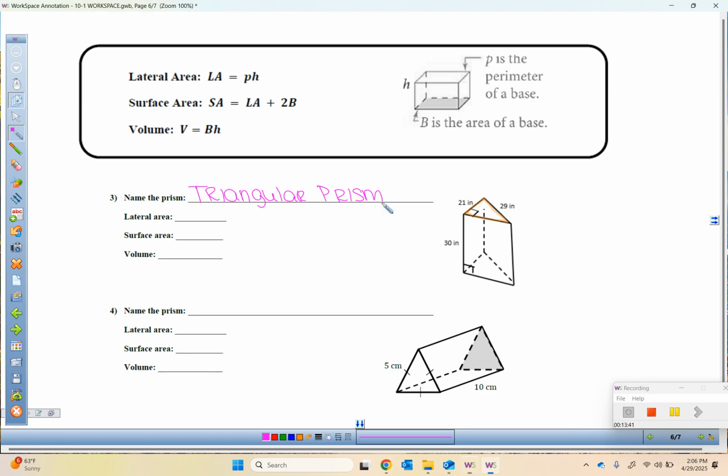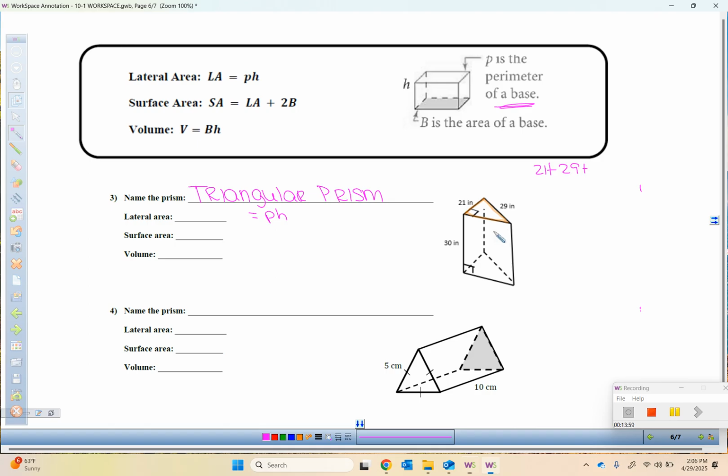Okay. Lateral area equals pH. P is the perimeter of a base. So let's pick one of our bases. We can pick the top one. And remember, to find the perimeter, it's adding all the sides. So I have 21 plus 29 plus, I'm missing a side.